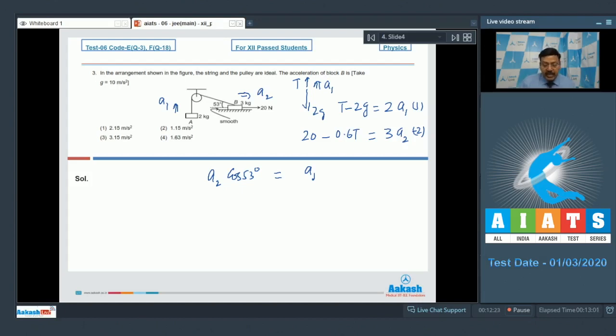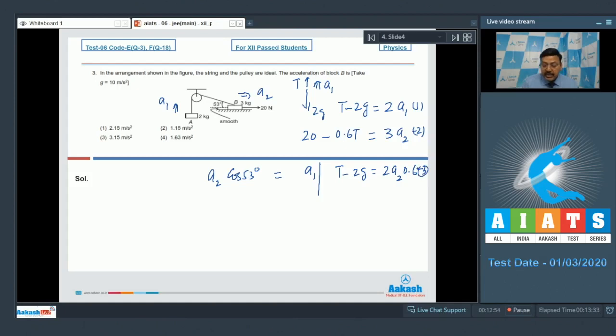So let's put value of A1 as A2 cos 53 degree in the first equation. So the first equation we rewrite as T minus 2g is equal to 2 times A1, and it is in fact equal to 2A2 into cos 53 degree, which is 0.6. So this is equation 1 written again, and we are now interested in eliminating tension from equation 2, and we can call this equation 3.